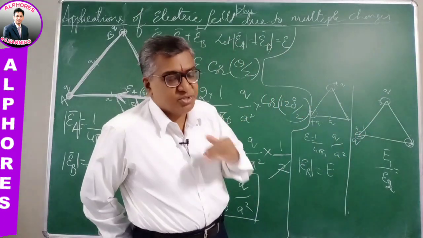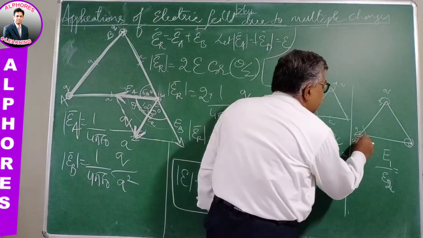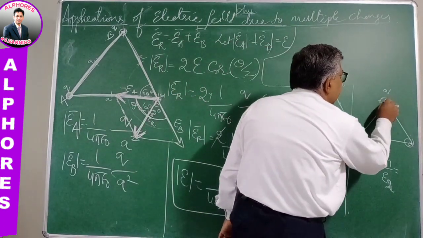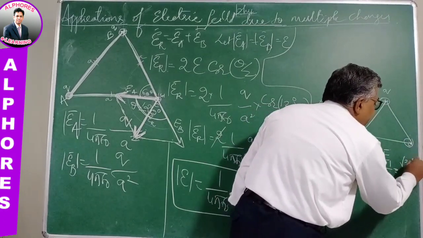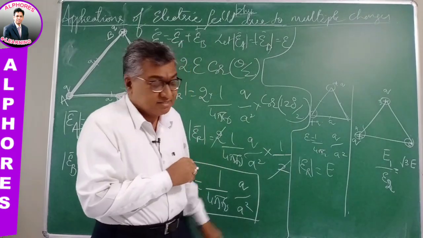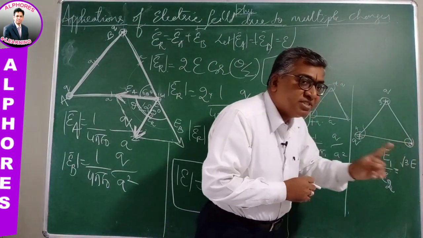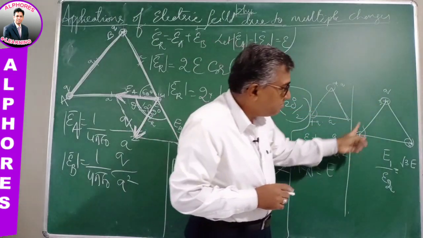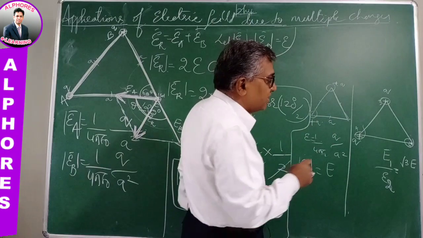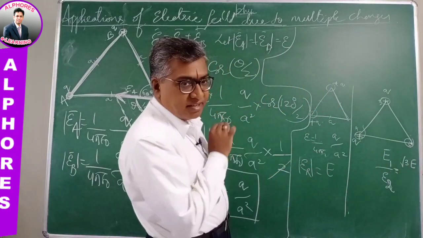What is the ratio? We have evaluated when these two are like charges, the electric field at the third vertex, and found it to be root 3 times the field due to each charge. We have evaluated the question earlier. If each charge produces a field E, then when these two are like charges, same nature, same magnitude, the resultant electric field is root 3 E. According to the problem, it is E1.